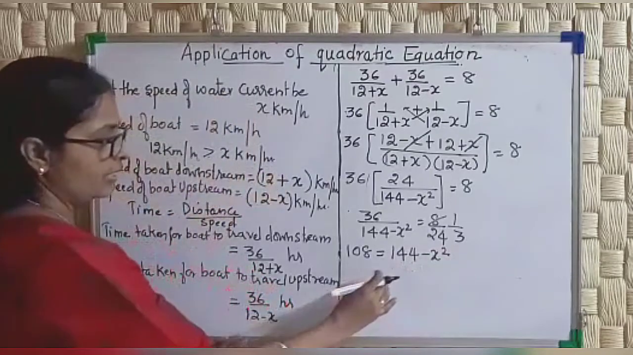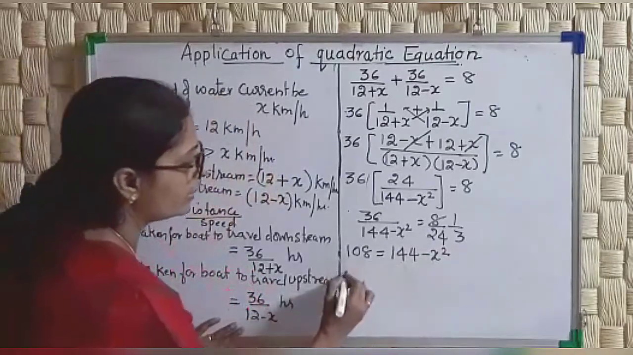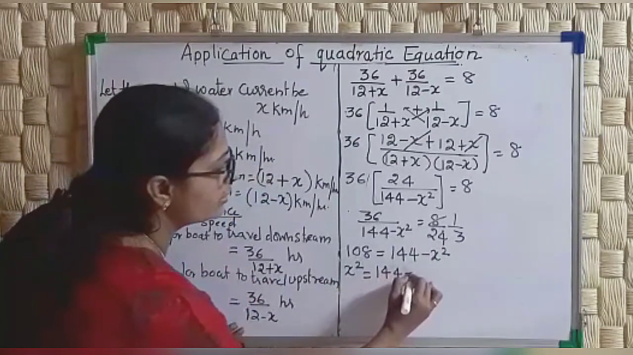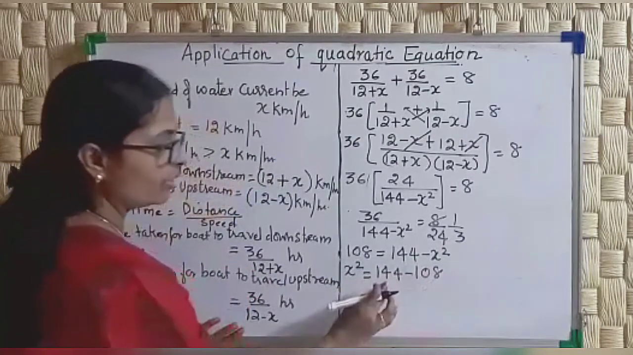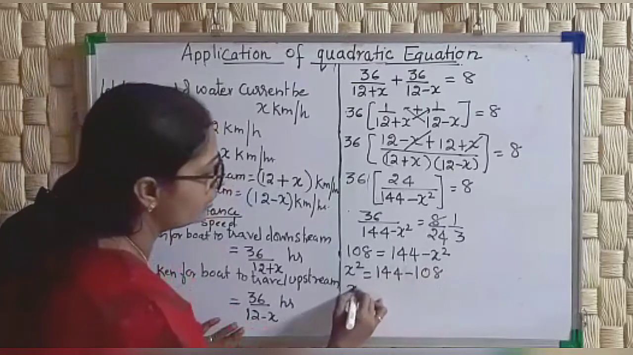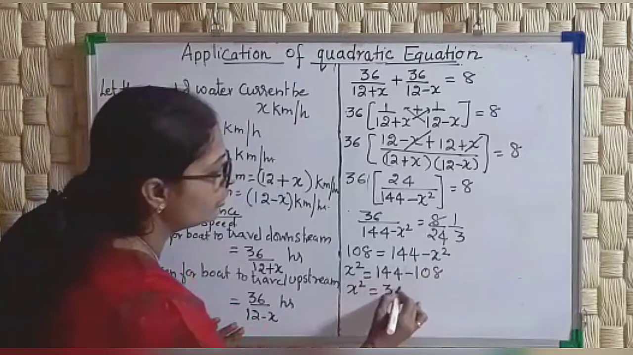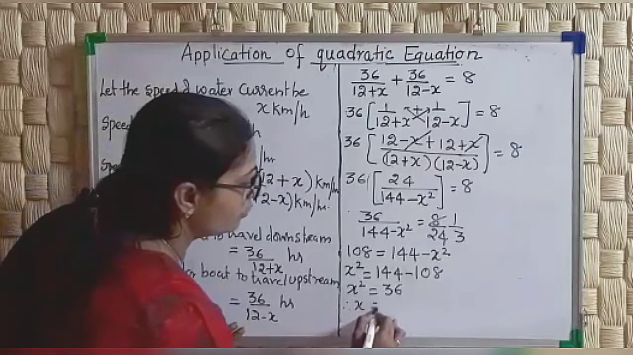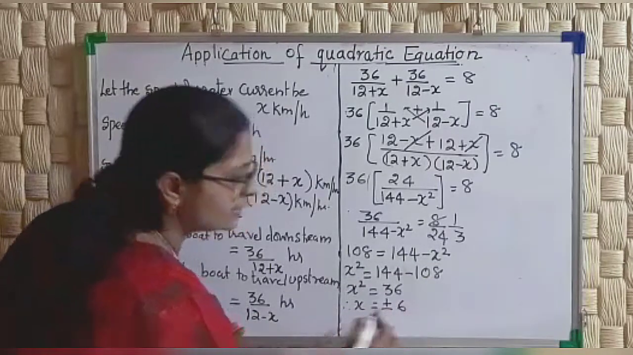You have to just rearrange these terms. You will get x square is equal to 144 minus 108. 144 minus 108 will be equal to 36. Therefore, the value of x will be equal to plus or minus 6.